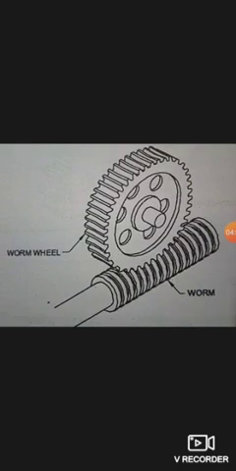See this one. This is the worm and worm wheel mechanism. In this type, the power is transmitted as rotary motion, because the worm is cut around the surface of the shaft, and this one acts as the driver, and the worm wheel functions as the driven wheel. That's why it is called worm and worm gear.